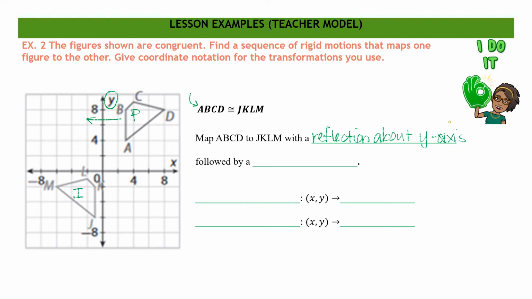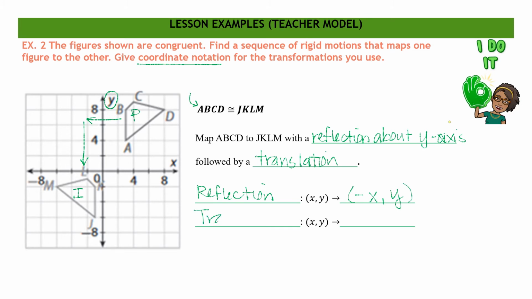and then followed by, it looks like that figure, once the orientation has been flipped, we're moving in a downward motion. So that means my figure is being slid downward, which means that I have a translation that follows. Now that we've identified the two transformations, they want us to write the coordinate notation. So let's first start out with the reflection. If you remember from the reflection rules, if we reflect about the y-axis, we know that our x becomes opposite and our y stays the same.